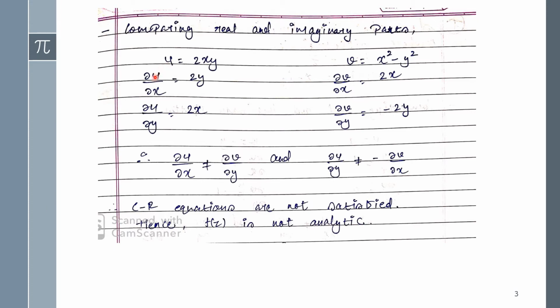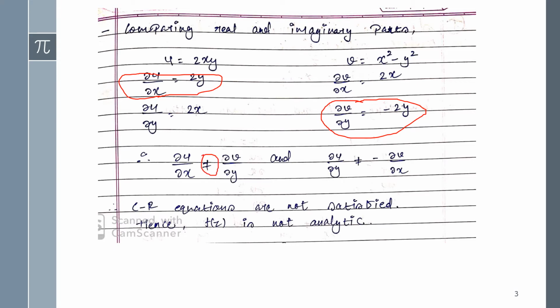So here I have found u with respect to x, u with respect to y, and the same here, v with respect to x and v with respect to y. Now you have to put the CR formulas, that is, ux equals vy. But as you can see, ux is this one and vy is this one, so definitely these both are not equal.